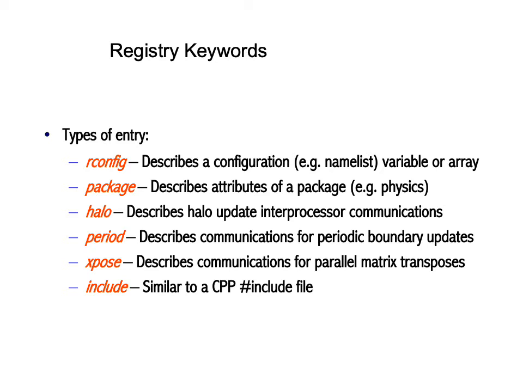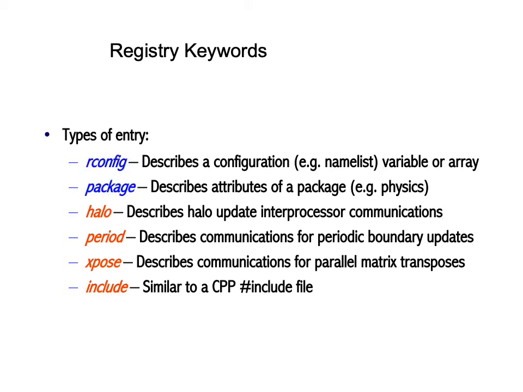The last communication that's used for FFTs inside the data assimilation and others is for parallel matrix transposes. And except for a few specialty cases, this is hardly ever used. Lastly, a keyword very similar to a CPP pound include is simply include, and it lets one registry include information in another registry.